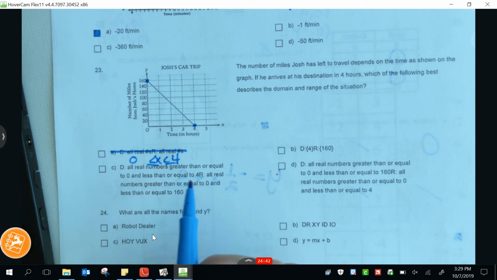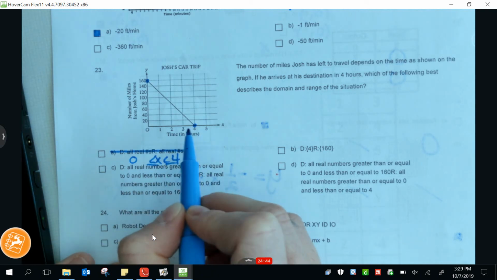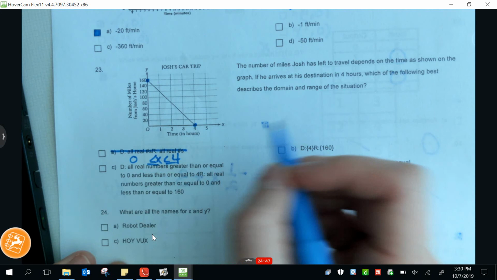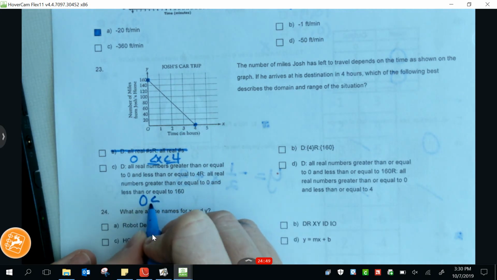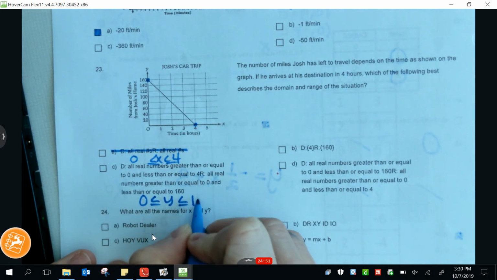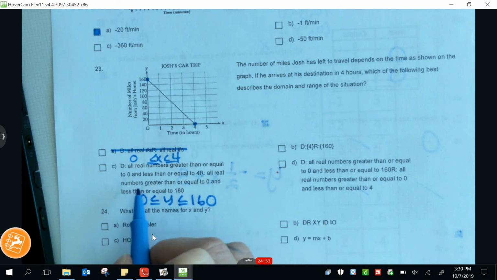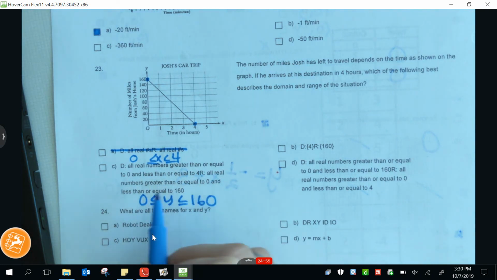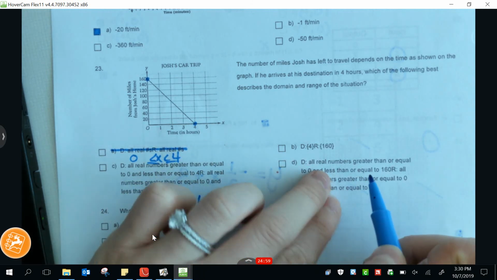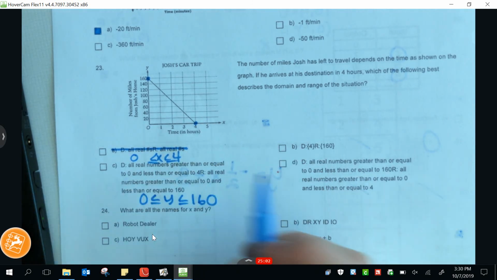Let's check the range. Range, my low point is at 0. High point is at 160. All real numbers greater than or equal to 0 and less than or equal to 160. So both of those fit. This one has it flip-flopped, otherwise it would be close.